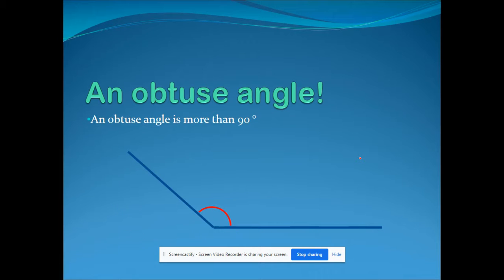Don't forget the obtuse angle. It's definitely greater than 90 degrees. Remember, this is 90 degrees: you have a line running this way, and you have it here. So this is my 90, but this angle has gone beyond, so it's more than 90 degrees. So this is an obtuse angle. Any angle greater than 90 is obtuse.